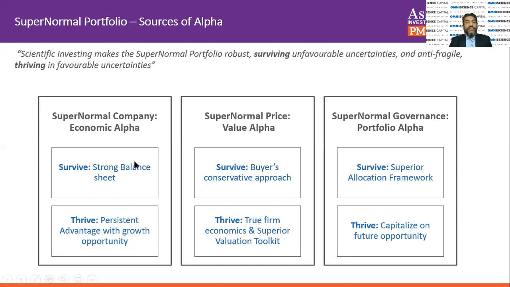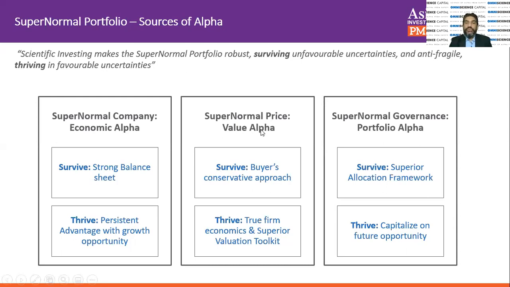And then another part of a supernormal economic company is that it has a persistent advantage. A persistent advantage is the reason why a company has high return on capital, and it should have a growth opportunity to invest in. That is where the economic alpha is coming from. The basic ROE, let's say, is 15%. You should have a company which can generate more than that.